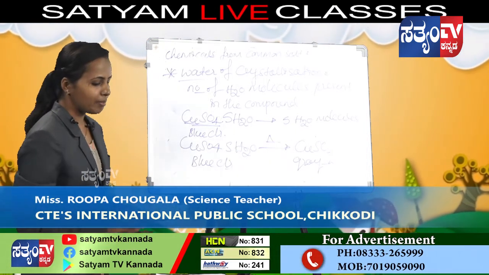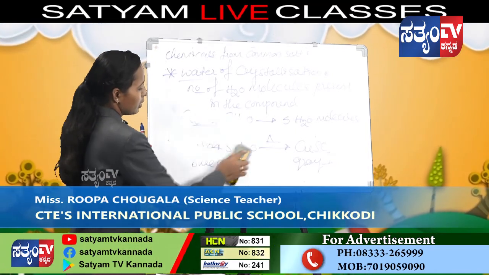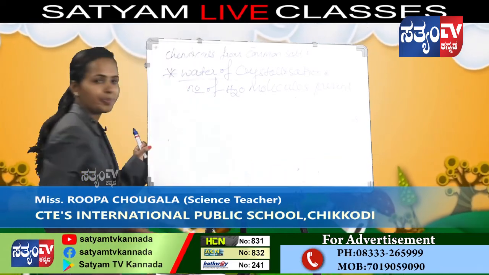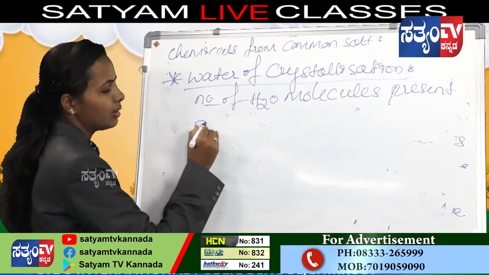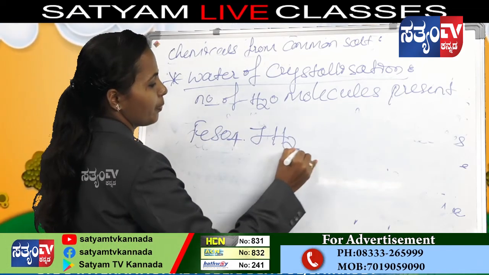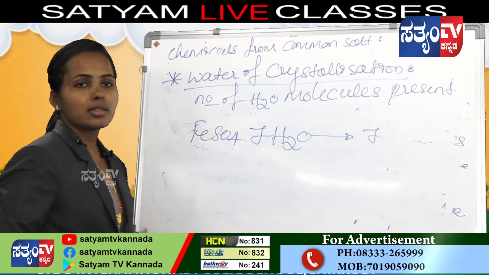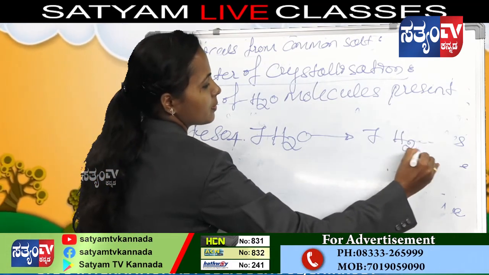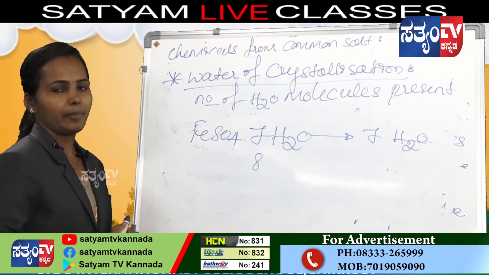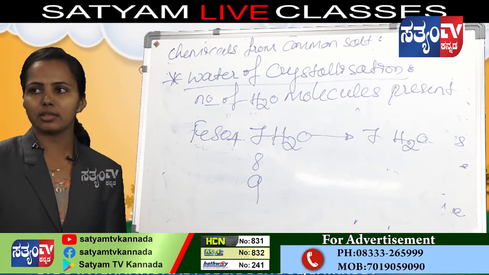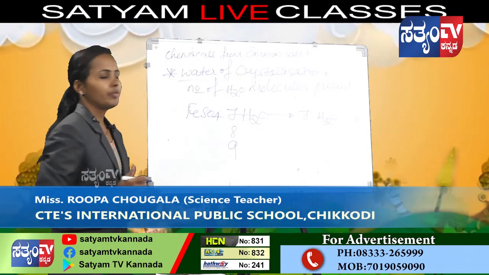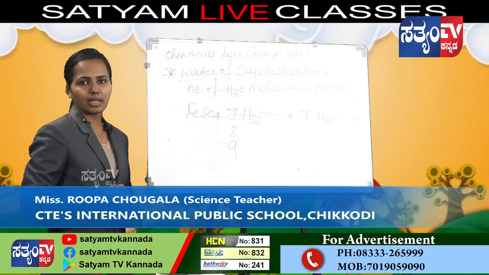And here some examples are there. If it contains 7 water molecules it is called heptahydrate, like FeSO4, ferrous sulfate, plus 7H2O. It contains 7 water molecules. Here 7, and 8 means octa and 9 means nona, like this. How many water molecules are present in that compound or crystal is known as the water of crystallization.